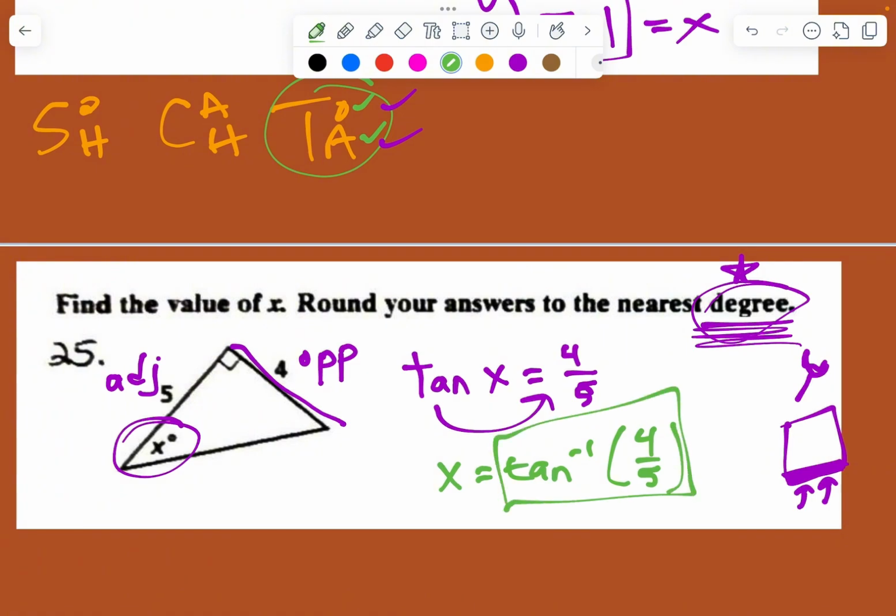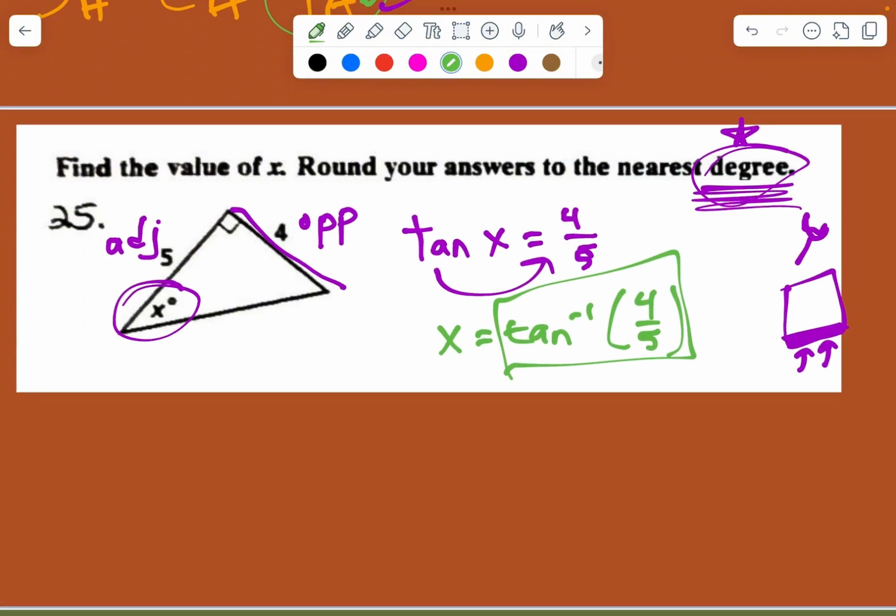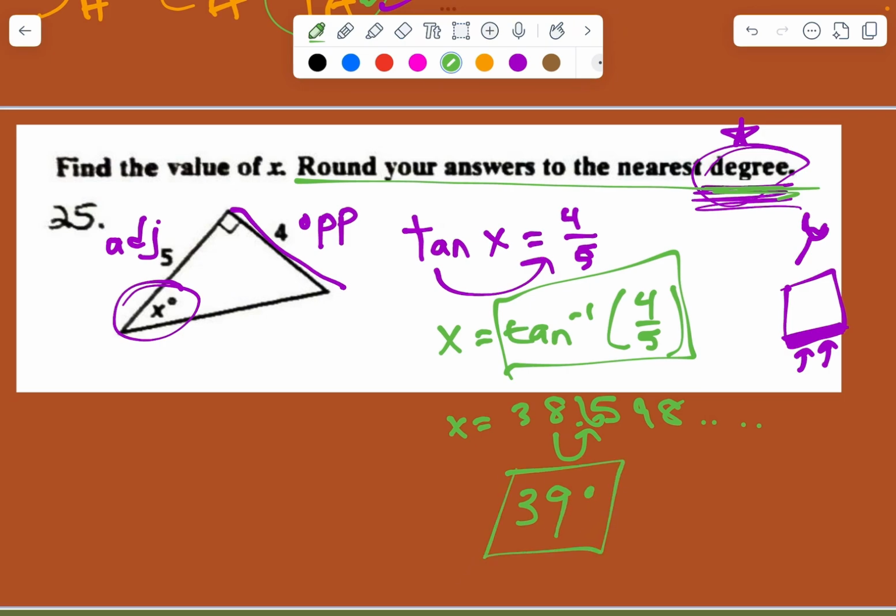This is what you type into your calculator, and then you get X equals 38.6598, and so on. We are rounding our answer to the nearest degree, so when we look next door, that 6 is big enough to round up to 39 degrees. That is the answer that you will be putting in Schoology for number 25.